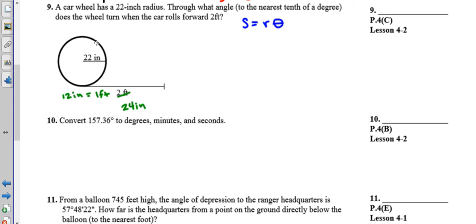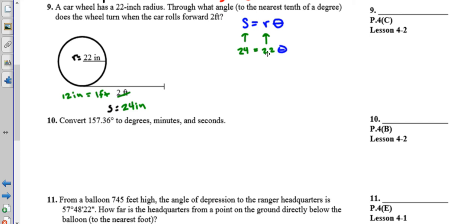This would represent the arc length the tire would roll. So this is the arc length. This is my S. I'll say S equals 24 inches. R equals 22. So if I need to find my theta, I'm going to plug these in. Now, S we just discovered is 24, and that will equal my R, which is 22. Now, technically, these are both inches, which will cancel each other out when I do my one step here. What's my one step to get theta?